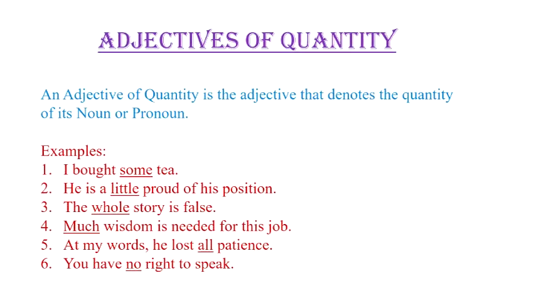Let us see some more examples. I bought some tea. Tea is the noun. And how much of that tea? Some. He is a little proud of his position. So here, how much proud? Proud is also an adjective and it tells you more about it. So the word little is an adjective of quantity. The whole story is false. The word story is a noun.